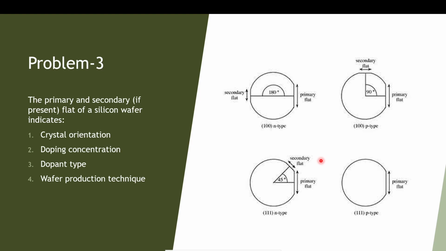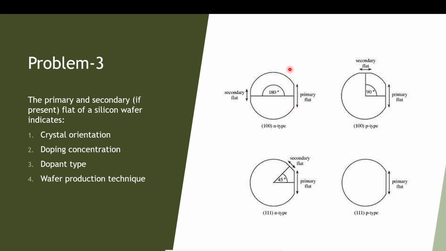Right, okay. The primary and secondary flat on the silicon wafer indicates what? The picture is quite explanatory. It will actually give the answer away. But what is a flat on a silicon wafer? Usually when we buy silicon wafers, they will have these flats. There will be one small flat and a longer flat. The longer one is called the primary flat and the shorter one is called the secondary flat.